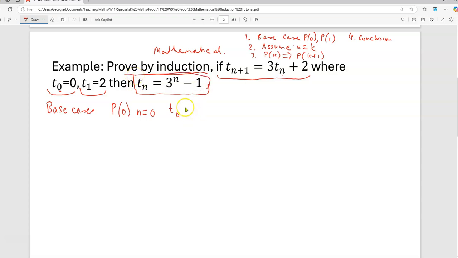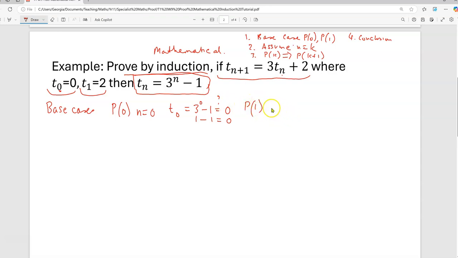A lot of things going on. Is T of 0 equal to 3 to the power of 0 minus 1? Is that equal to 0? You can see that it pretty much will be, because that's going to be 1 minus 1, which definitely equals 0. The second base case here is for n is equal to 1.